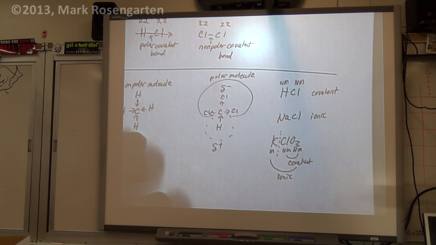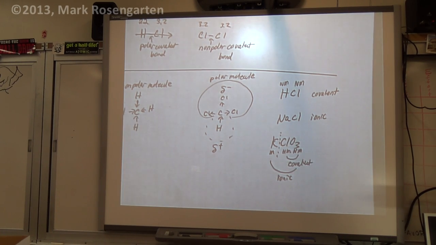So this molecule has an ionic bond between the metal and the polyatomic ion, but the atoms in the polyatomic ion are bonded covalently. Well, would we ever have to do a dot diagram for that? You would never have to do a dot diagram for a polyatomic ion. That's beyond the scope of the course.